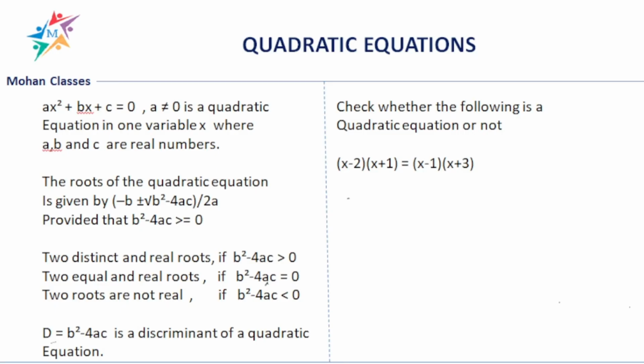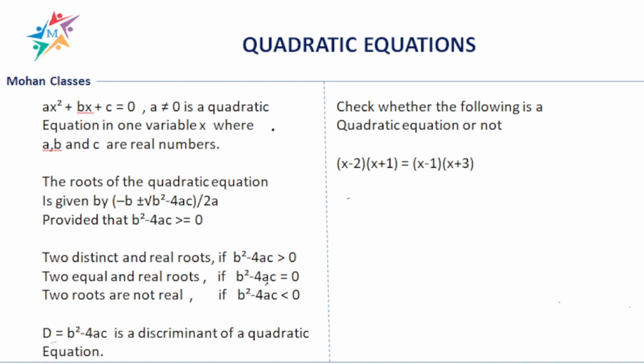What is a quadratic equation? Already we have studied in polynomials. A quadratic equation should be a second degree equation, right? So here ax square plus bx plus c is equal to 0, where a is not equal to 0. It's a quadratic equation in one variable x, where a, b and c are real numbers. Here a is the coefficient of x square, b is the coefficient of x, and c is the constant. Here what is the condition? a is not equal to 0. That means the x square term should be there. Then only it will be called a quadratic equation.